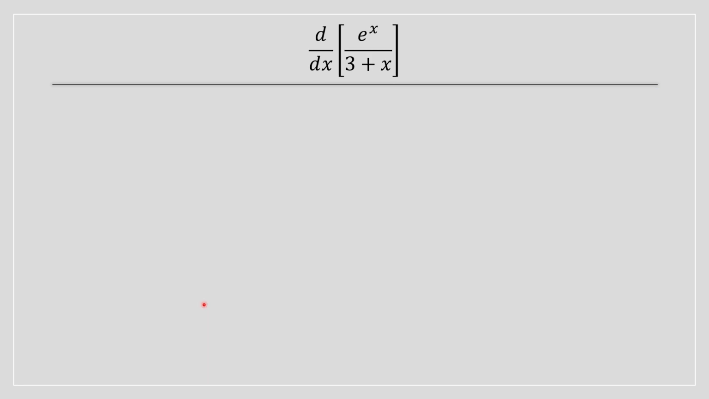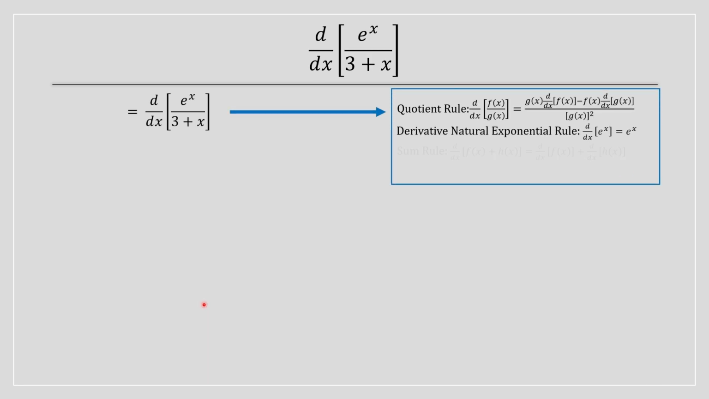Question 17. This question, you got to apply the quotient rule. So that's going to be our first step. We got to apply the quotient rule, and the reason why is we have e to the x represented by f of x, and we have g of x, which is 3 plus x. The reason why is also because we have this dividing. When you see divide, you got to apply the quotient rule.